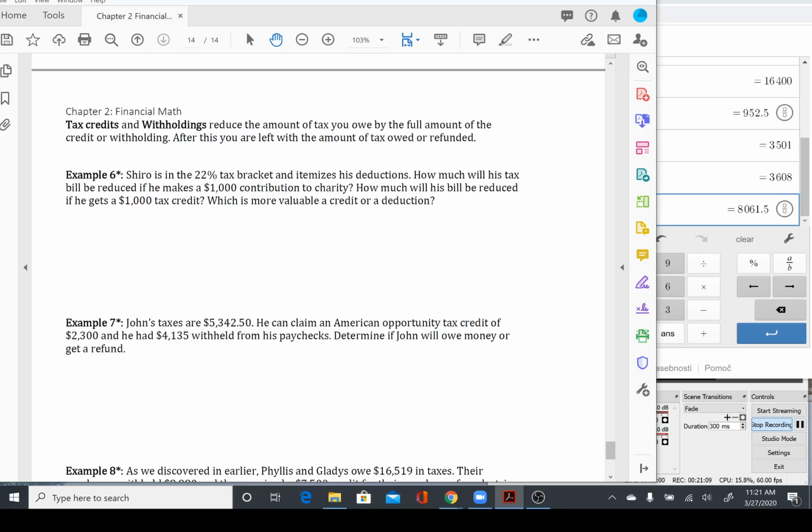Shiro is in the 22% tax bracket and itemizes his deductions. How much will his tax bill be reduced by if he makes a $1,000 contribution to charity? And so that's a deduction. Charitable contributions are. So we need to figure that out. So we have a $1,000 deduction, and we're going to compare that to a $1,000 credit.